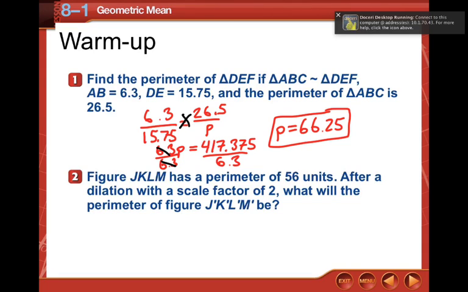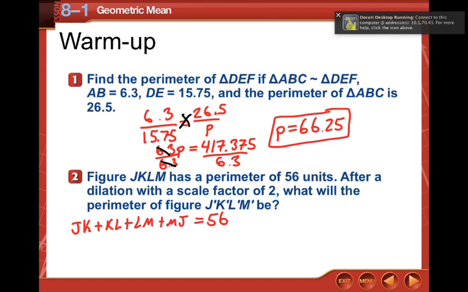For number two, we are given that figure JKLM has a perimeter of 56 units. After dilation with a scale factor of 2, what will the new perimeter be for J prime, K prime, L prime, M prime? In this situation, what we have is that JK plus KL plus LM plus MJ is equal to 56. Those are all the sides of our quadrilateral that we start with, JKLM.